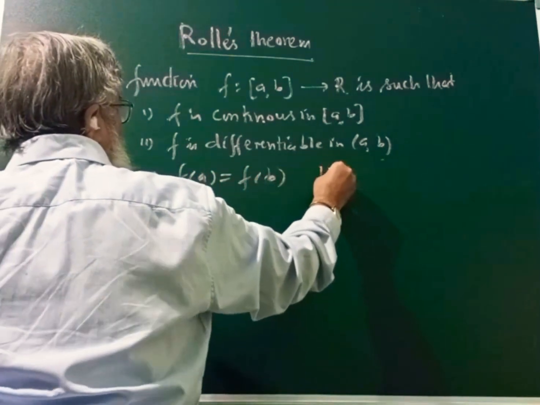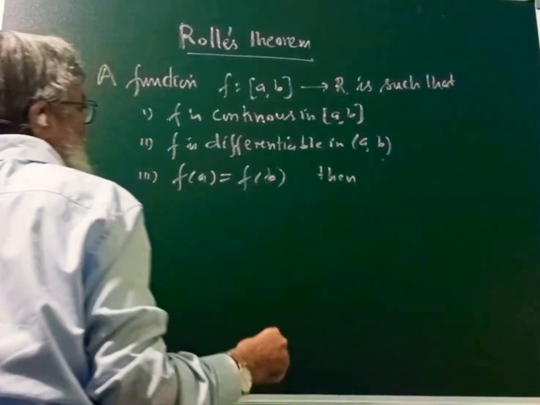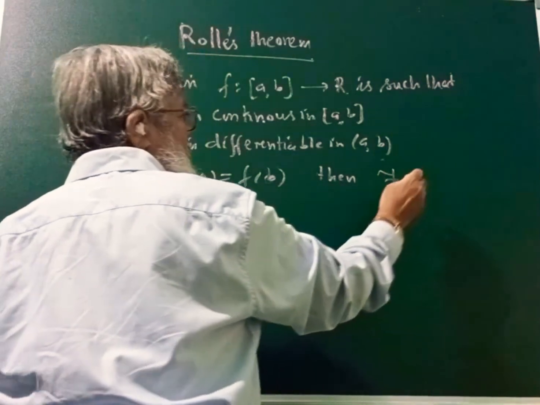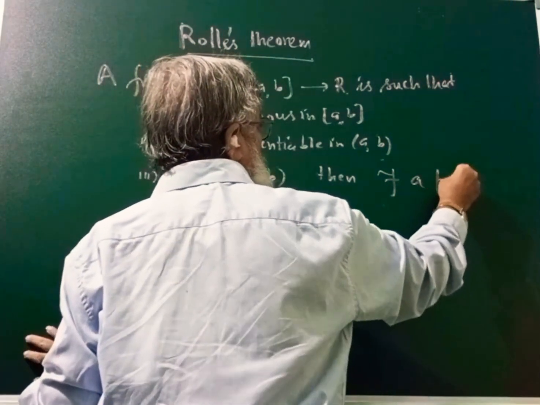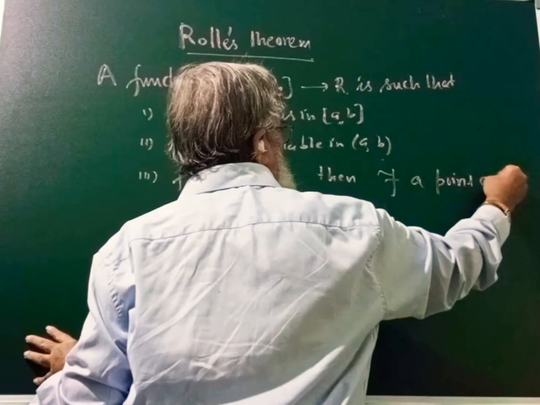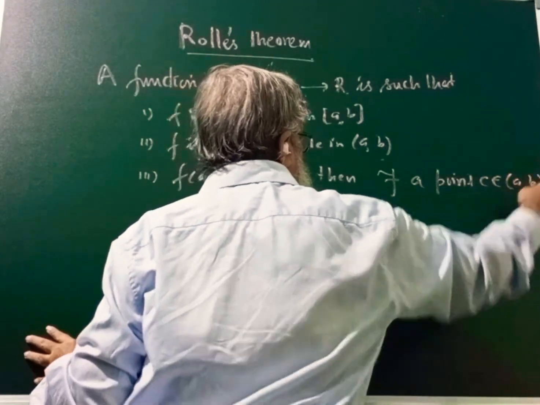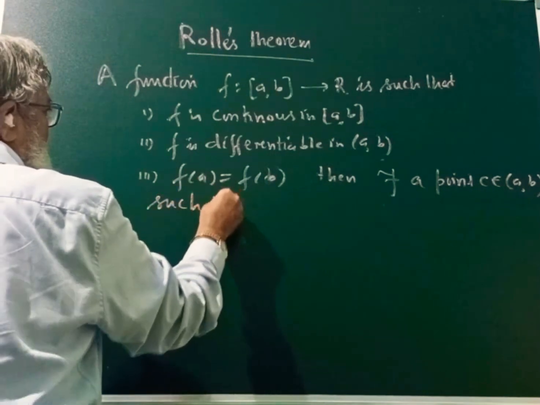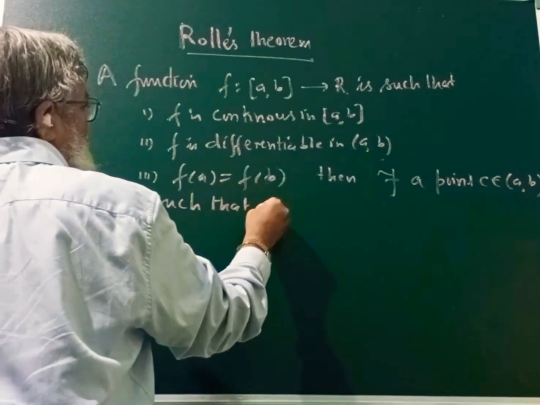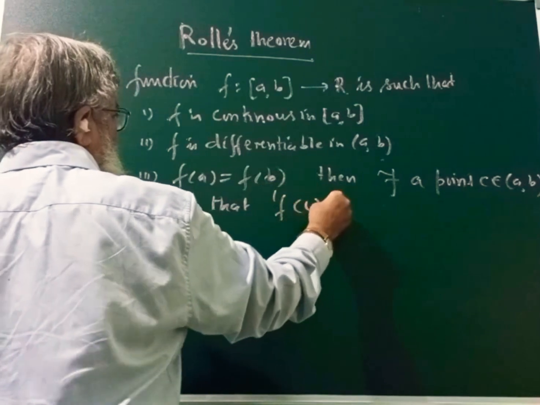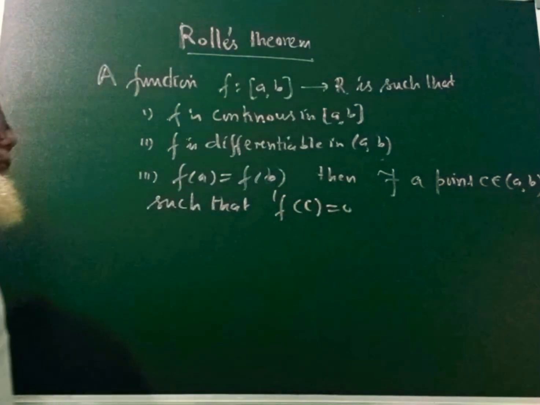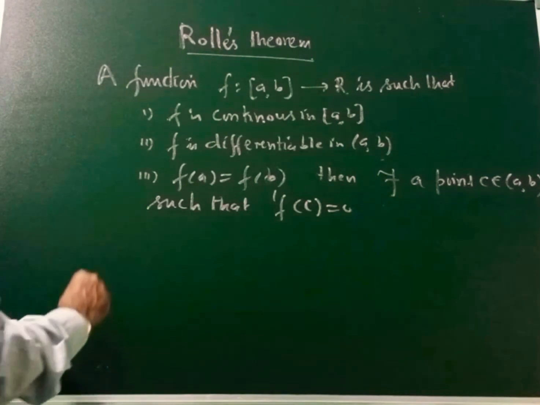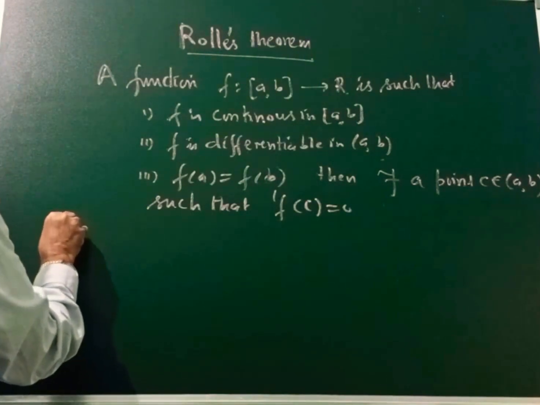Then if these three conditions are satisfied, there exists, this is the sign for there exists, a point c in the open interval (a, b) such that f dash c is equal to 0. This is the theorem. Now to understand this, let us consider one by one. Now consider these two figures, let us draw.